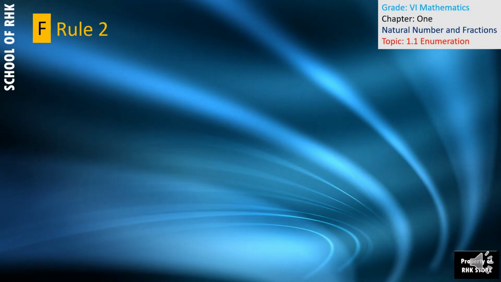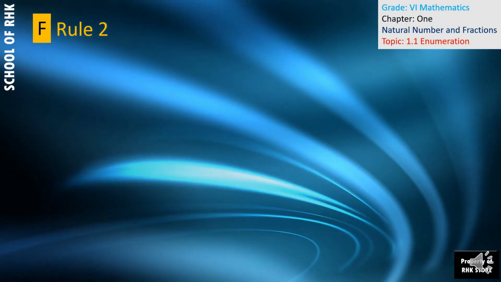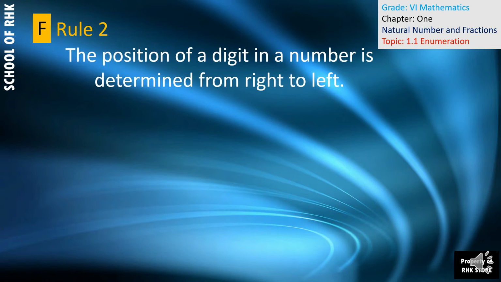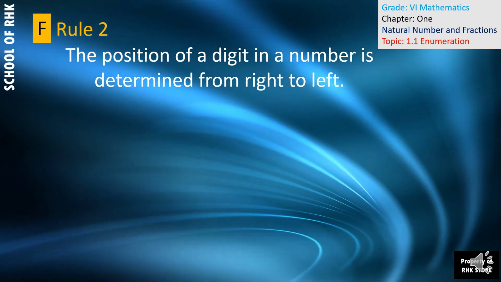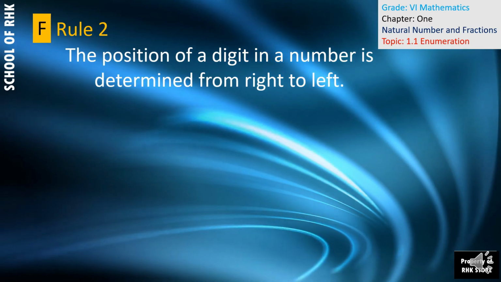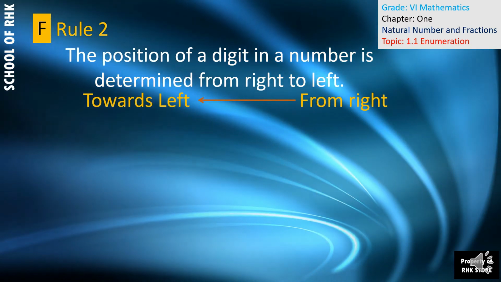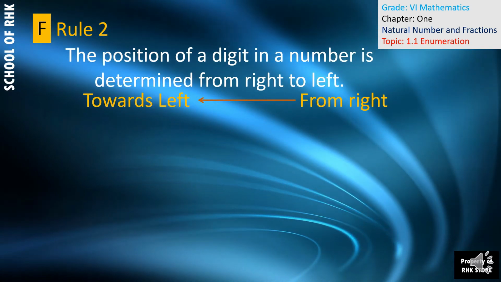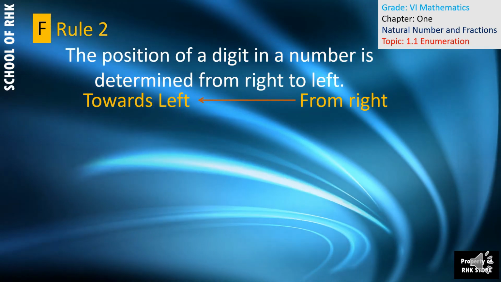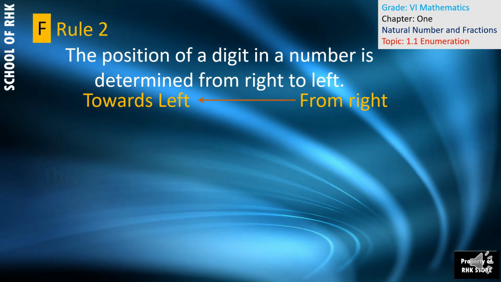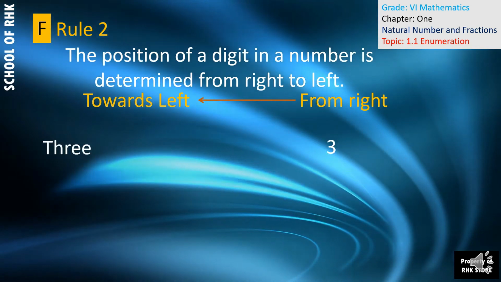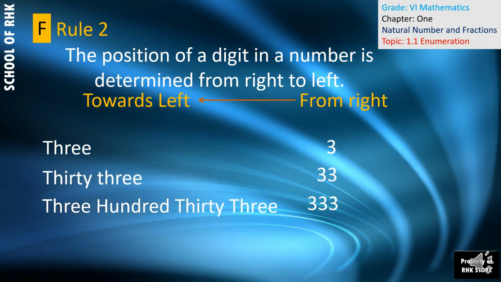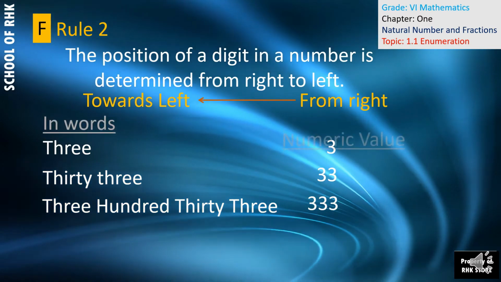The second rule of the 10-based or decimal system, or system of multiples of 10 number system, is that the position of the digit in a number is determined from right to left. The matter will be more clear through example. Let's assume we have three numbers. The three numbers are 3, 33 and 333. We will write the numbers first in words and then in digits.